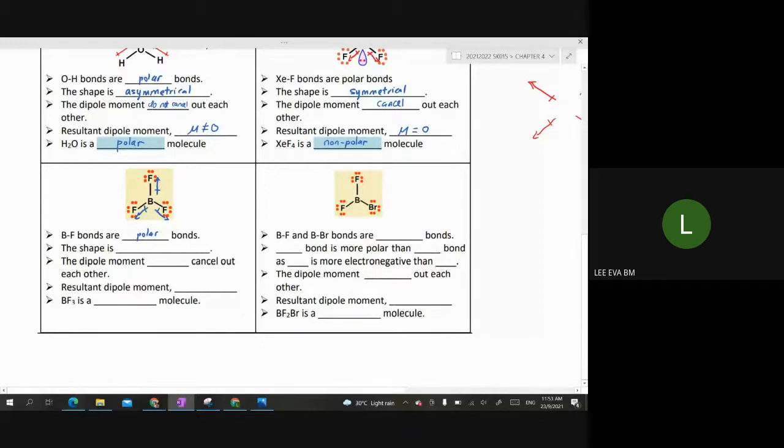Okay, so for this trigonal planar structure, you have to be aware. Kita tengok symmetrical dia macam ni. Or we look at the symmetry like this. Or we look at the symmetry like this. So all of the directions over here give you a symmetrical shape.